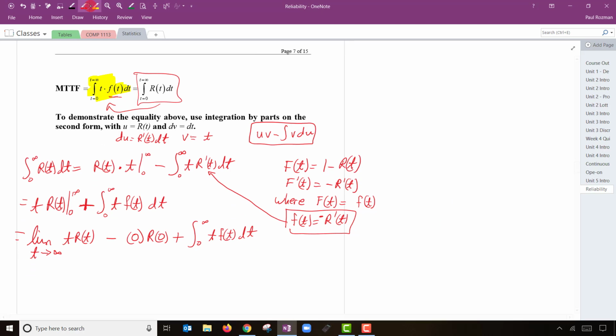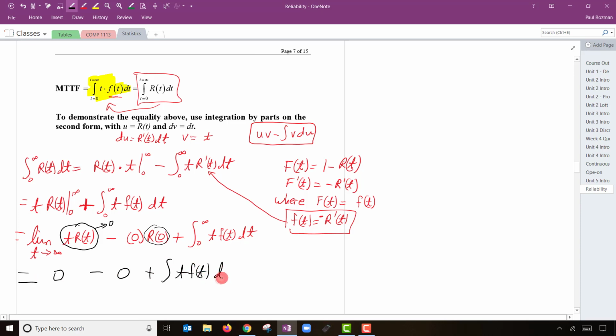And I think we argued that this piece has to go to 0 because the r of t will go to 0 faster than t goes to infinity. And this is either 0 or it's 1, but either way, it's going to be 0 times it. So we get 0 minus 0 plus this, which is what we were trying to prove. So we can use this identity now.